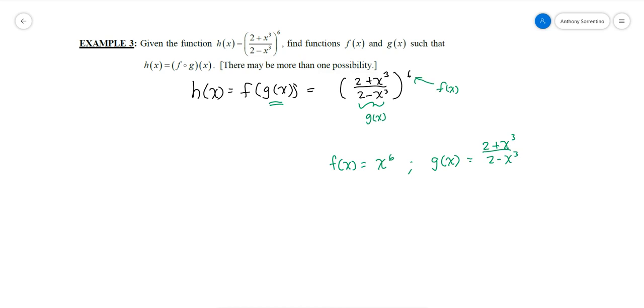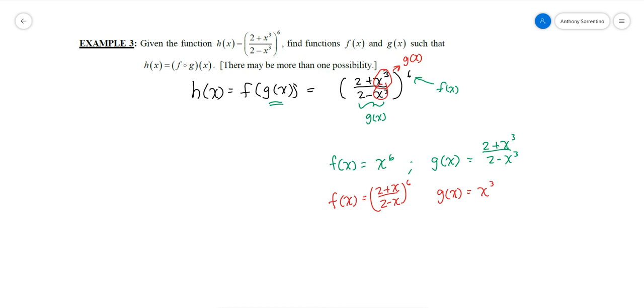That's one possibility. Another possibility is to focus and say, well, what if these were my g of x's? And notice they're both in both parts here. So my g of x was the x cubed, and that's what's getting placed into f of x. And so f of x could have been 2 plus x over 2 minus x, raised to the 6th power as well. But both of these, if I did f of g of x, would become the same function, h of x. And there are others too. I'm not going to go through every one of them, but you could probably come up with some other possibilities along the way.